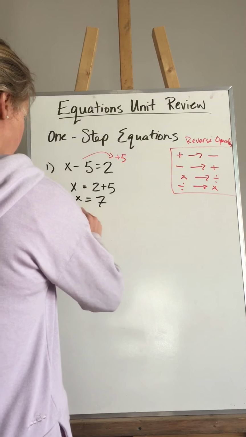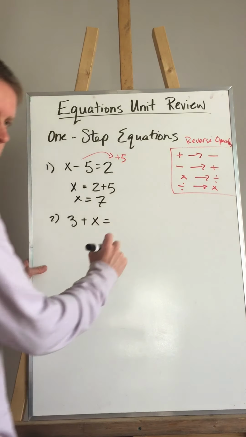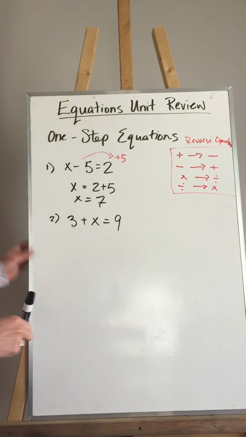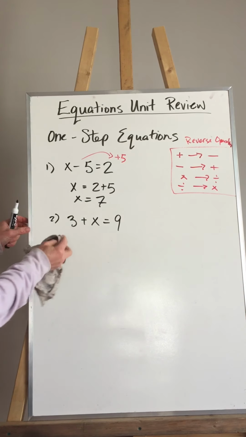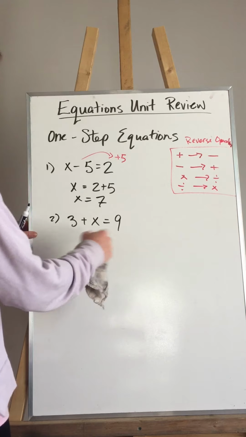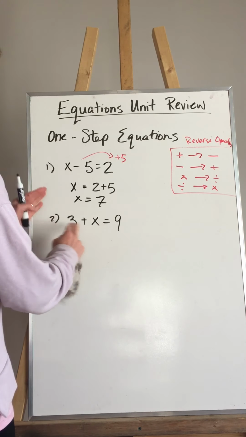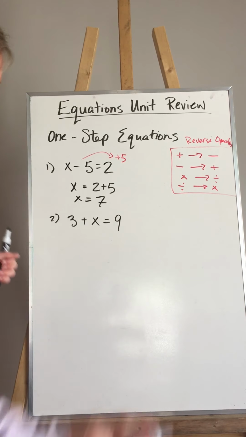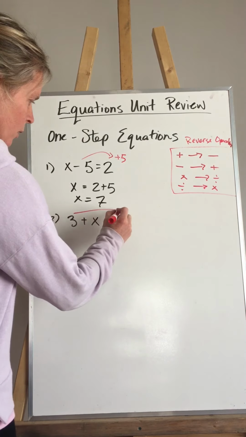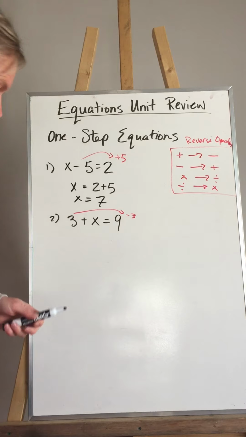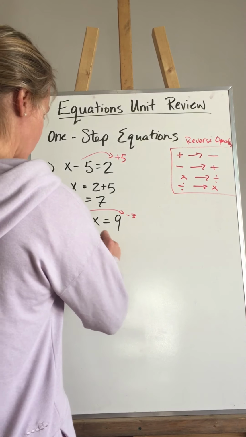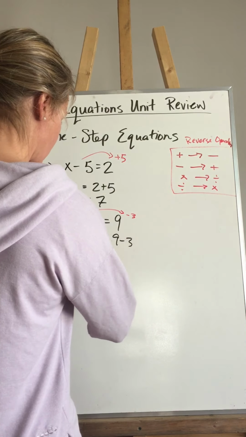When using addition, 3 plus x equals 9. Okay, it doesn't matter for this question if I write 3 plus x or x plus 3. Okay, the 3 is positive, the x is positive, I'm adding these. Okay, so when the 3 moves over, I'm going to subtract, the reverse. So x equals 9 minus 3, x equals 6.